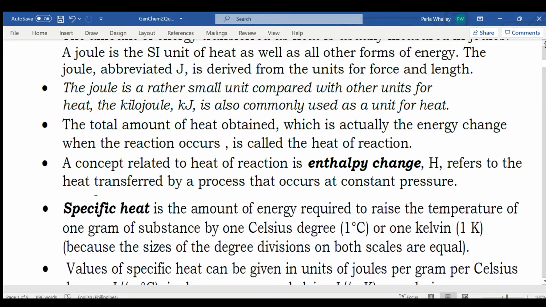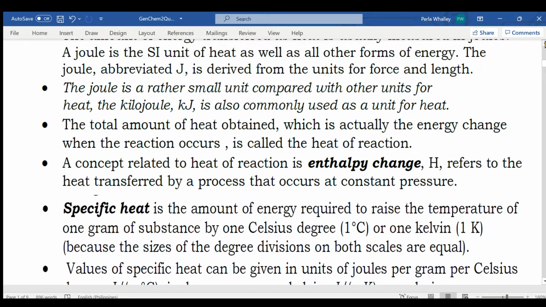The total amount of heat obtained, which is actually the energy change when the reaction occurs, is called the heat of reaction. A concept related to heat of reaction is enthalpy change. Capital letter H refers to the heat transferred by a process that occurs at constant pressure.